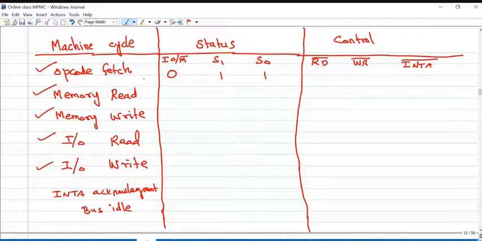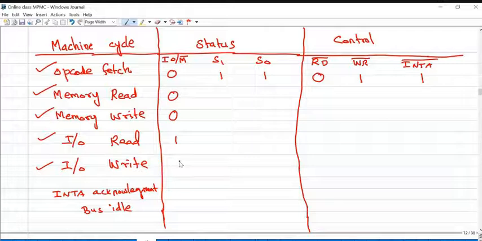This is similar to a read operation, reading your opcode from memory. So read bar is enabled. This is an active low signal, so you have to put 0 for RD. Write bar is disabled and INTA also disabled. Because these are active low signals, you have to put 1. Memory read, once again a memory operation, so put 0. Memory write, once again a memory operation. IO read, you mention 1. IO write, you mention 1. Acknowledgement is also data received from an external device only, so 1. Then bus idle.